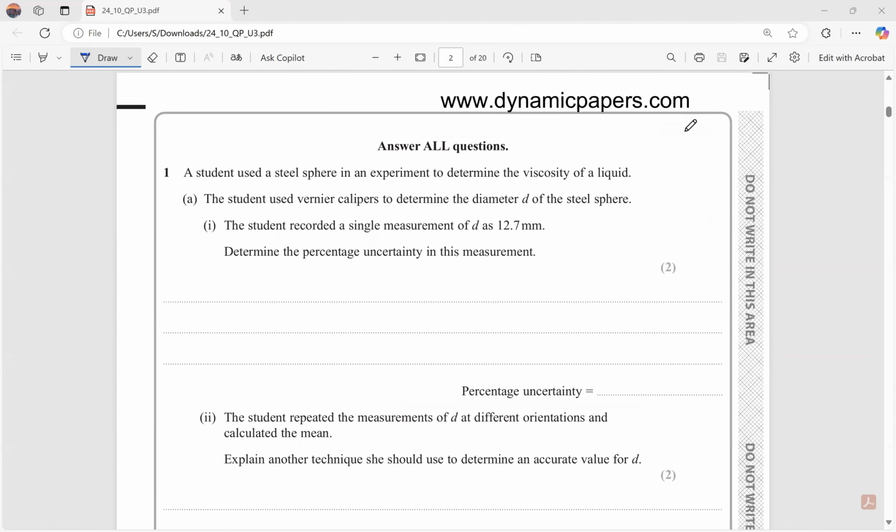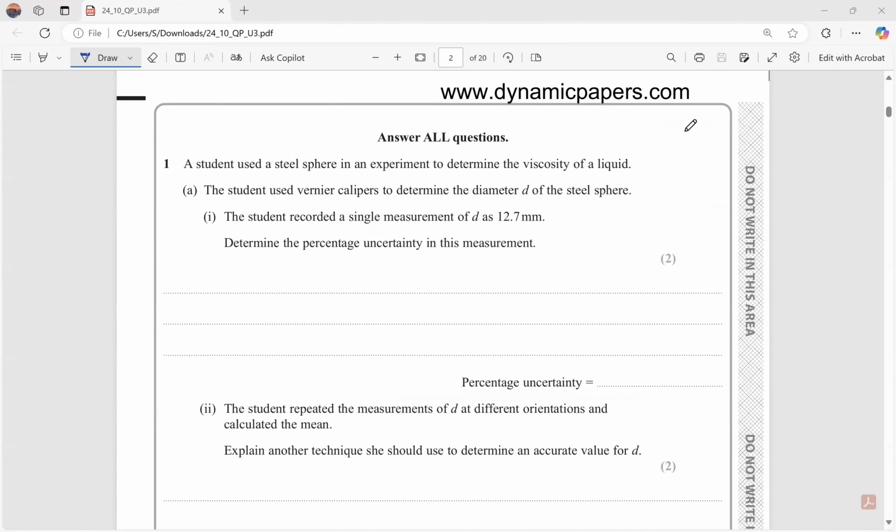So, let's look at question 1. A student used a steel sphere in an experiment to determine the viscosity of a liquid. The student used vernier calipers to determine the diameter D of the steel sphere. The student recorded a single measurement of D as 12.7 millimeters. Determine the percentage uncertainty in this measurement.